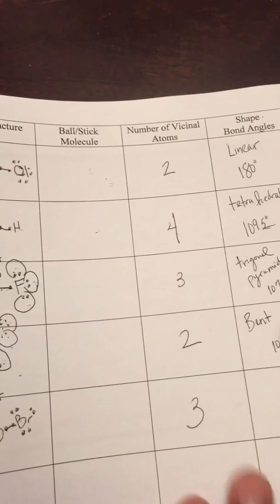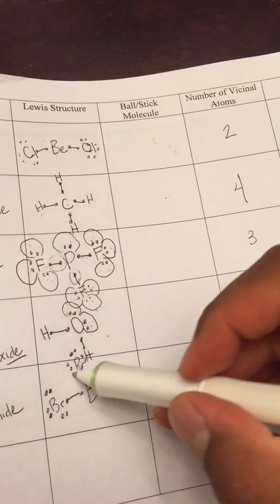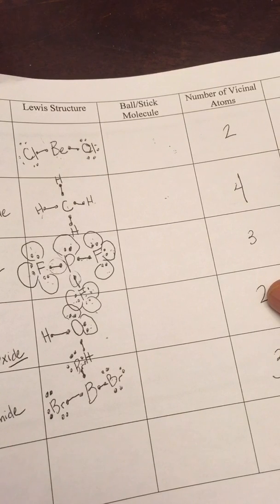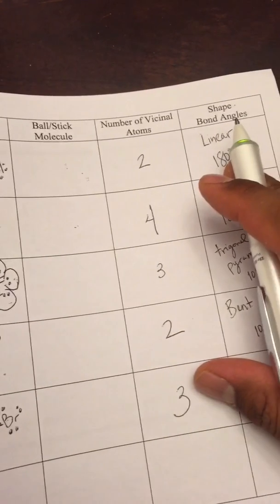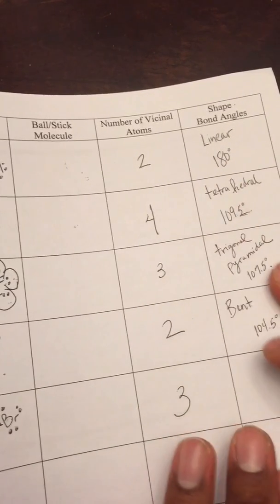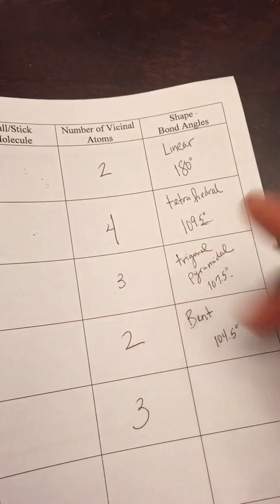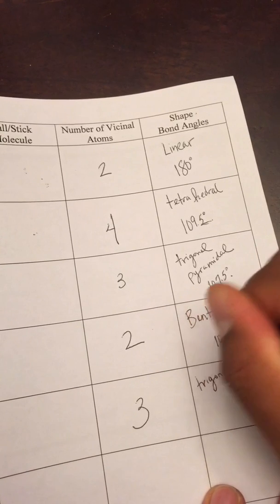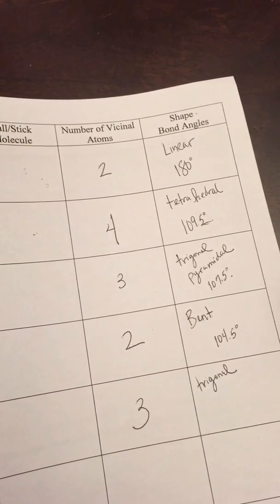So based on those 3 vicinal atoms, you see right here back to the molecule, it does not have lone pairs of electrons. Because it doesn't have lone pairs of electrons, the shape will not be distorted. So this one will have 3 sides, and we said that the prefix for 3 was tri. So it's going to be one of those trigonal ones. Now you just have to decide whether it's going to be a pyramid or flat.